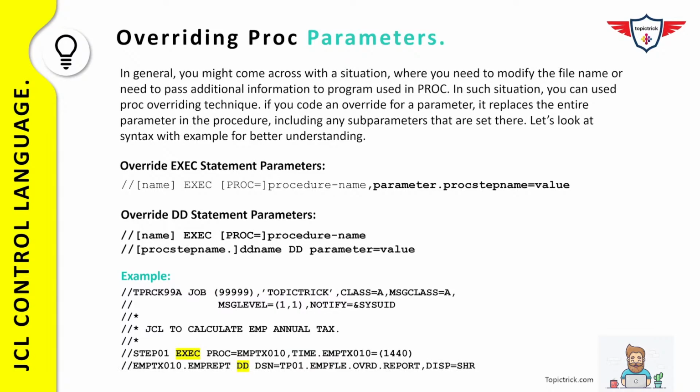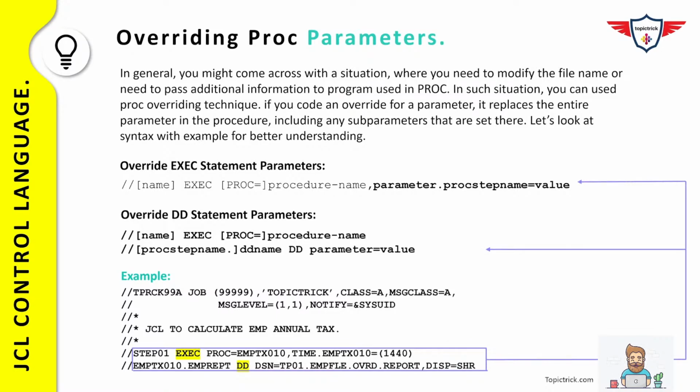Before we look into the example, I would like to highlight that whenever you override any execute, DD or output statement, make sure you include all the subparameters that are not supposed to change, or that will remain unchanged during this override process. So here's an example that illustrates how you can use the proc overriding technique to override the DD statement and execute statement. And this will clearly explain what we discussed till now.